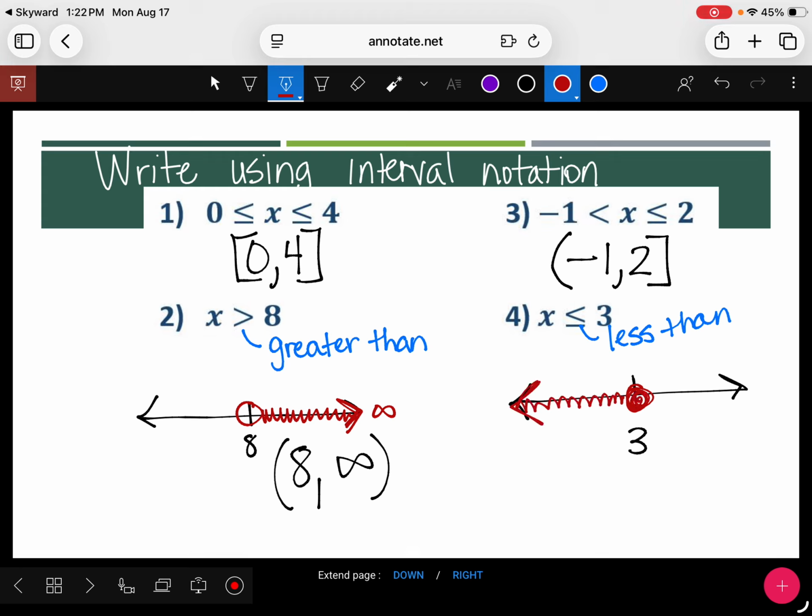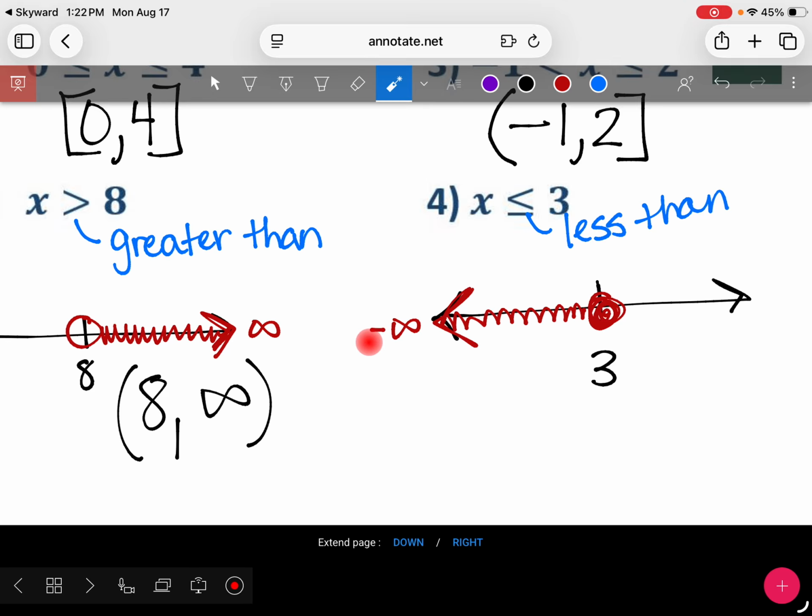Now, if positive infinity is the largest number in the world, what would be the smallest number in the world? Negative infinity. So when you write this, remember, this is the smallest number in the world. You don't get any smaller. That's going to come first because it's the smallest number. And it ends at 3, parentheses and a bracket.